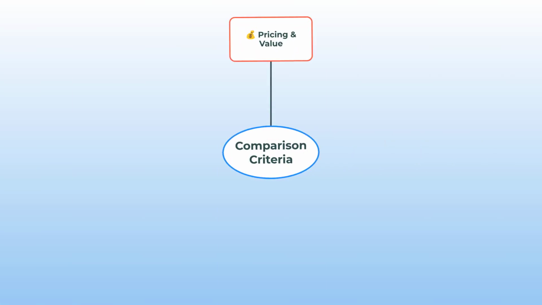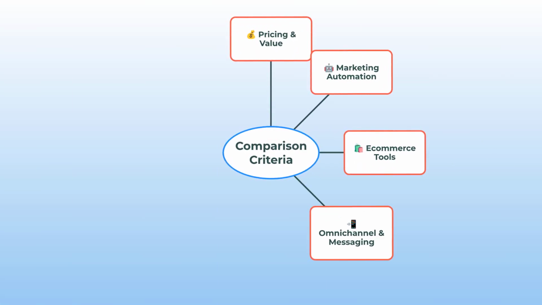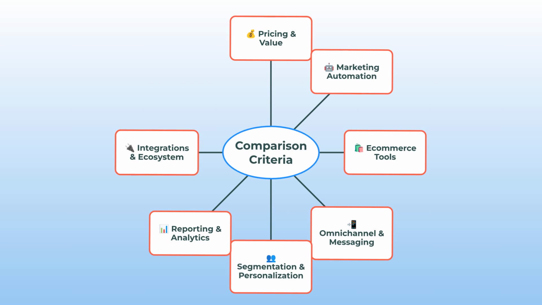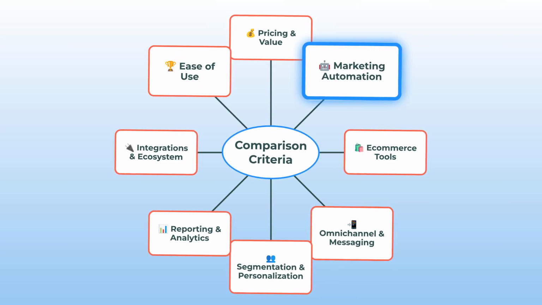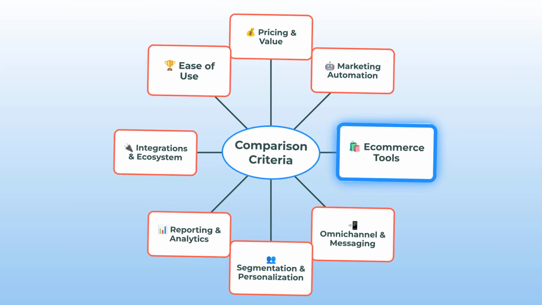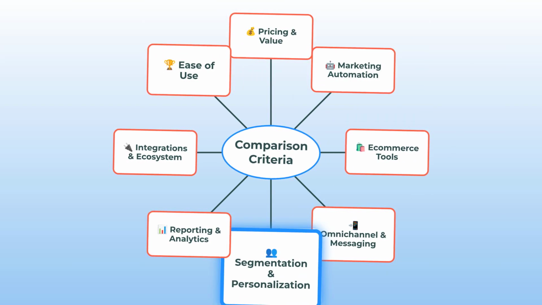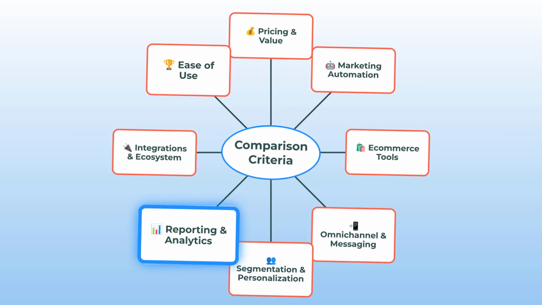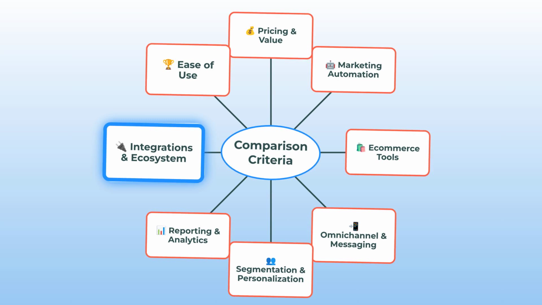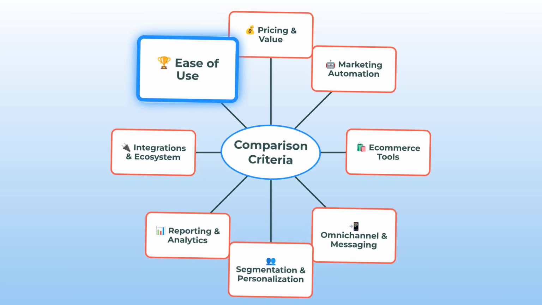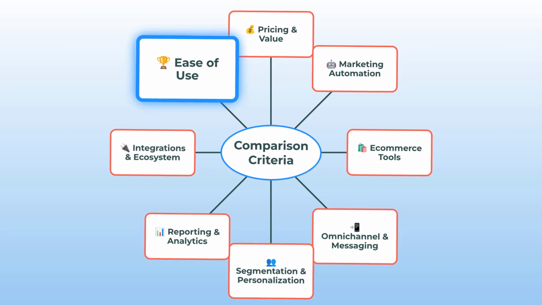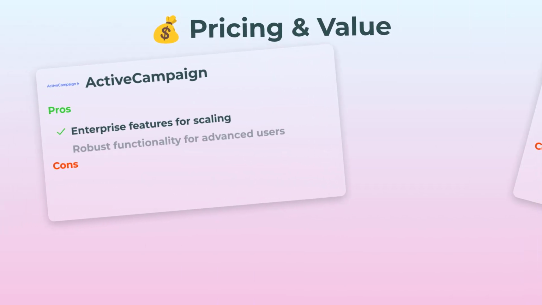Okay, quick roadmap. Here's how we're going to compare ActiveCampaign and Omnisend. We're looking at pricing and value, marketing automation, e-commerce tools, omnichannel and messaging, segmentation and personalization, reporting and analytics, integrations and ecosystem, and ease of use. Super comprehensive, so you don't end up with buyer's remorse. Let's kick things off with pricing and value.